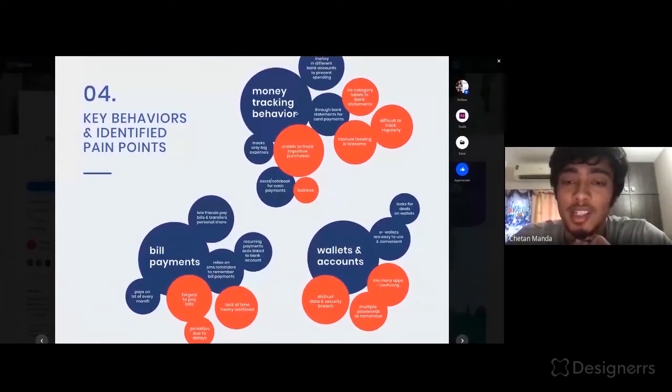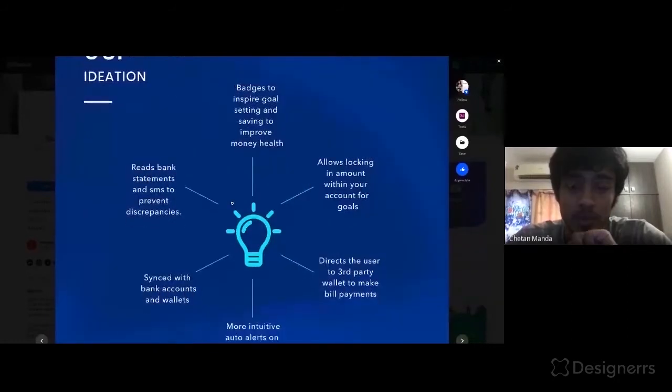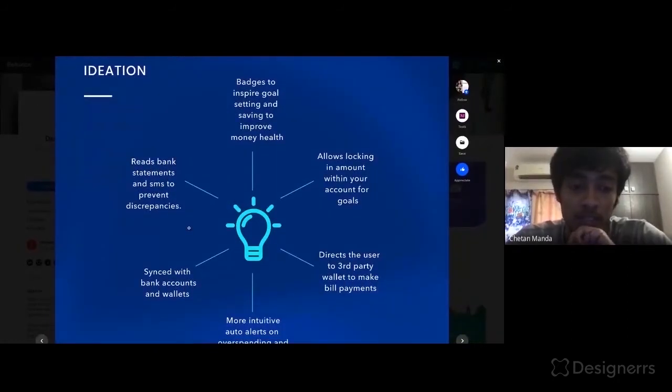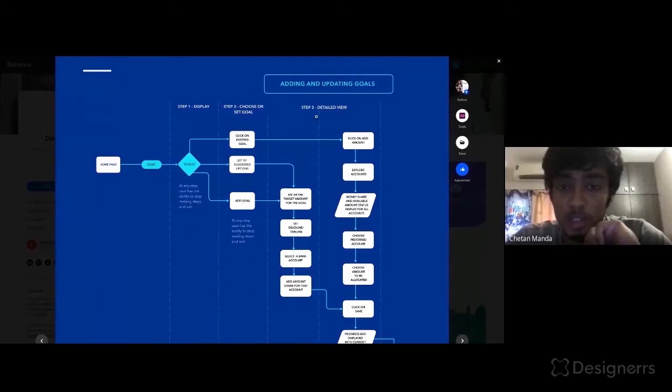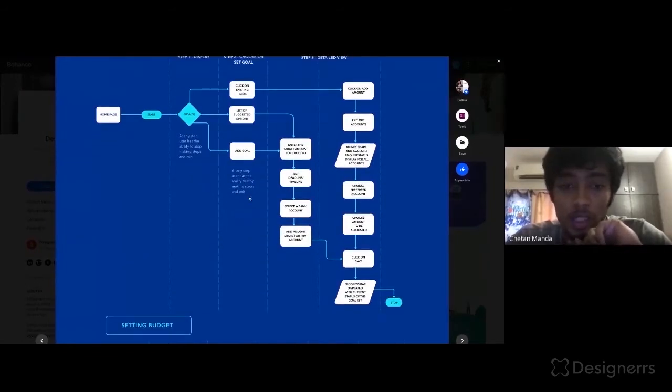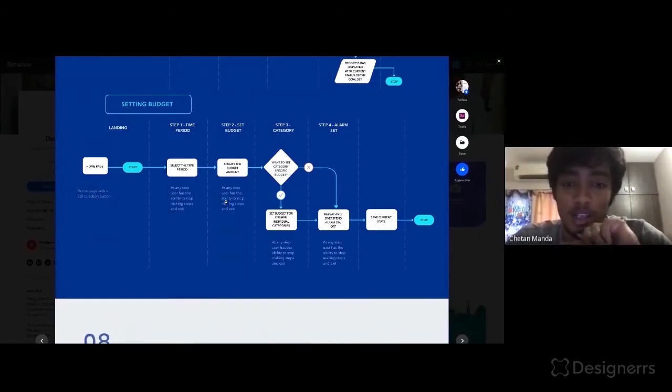Out of the pain points that they've seen in every particular domain, they've mentioned the ones that really hurt the most. So this is great. They did put up user personas. Nice. Ideation, reads bank statements and SMS to prevent task flows. They mentioned what the task flow is, how a person using their application goes through the journey of using the app, how they go through the display, choose or set goal and detail view. I'm not going to go over this, but this is a really good thing to have. Recruiters would appreciate this a lot. I would have definitely gone over this if there was more time.